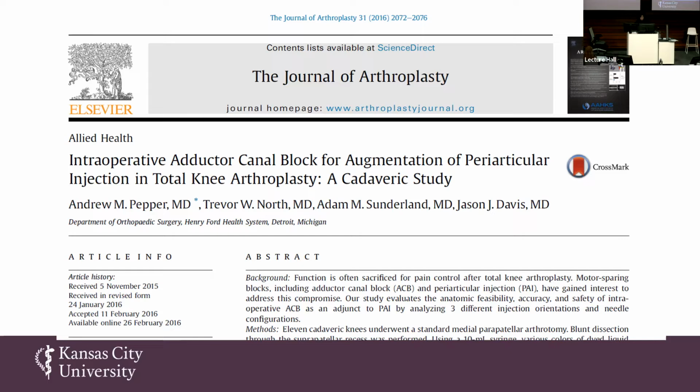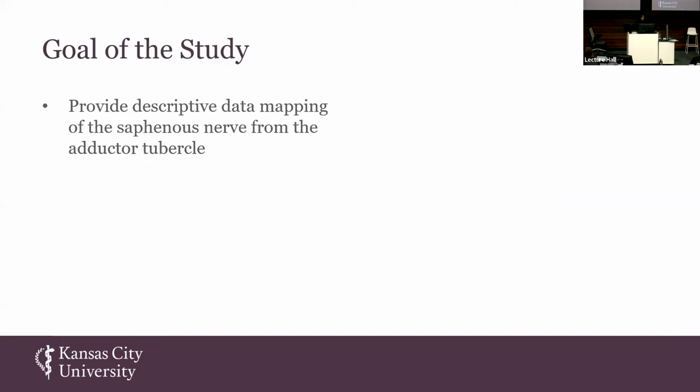In other words, by using landmarks like the medial epicondyle, tibial tuberosity, or the adductor tubercle, orthopedic surgeons could find and target the saphenous nerve perioperatively, or while the knee capsule is open. However, in reading through these studies, we discovered that descriptive data of where the saphenous nerve exists in reference to those landmarks was lacking, and that became the goal of our study: providing descriptive data mapping the saphenous nerve from the surgically relevant adductor tubercle.